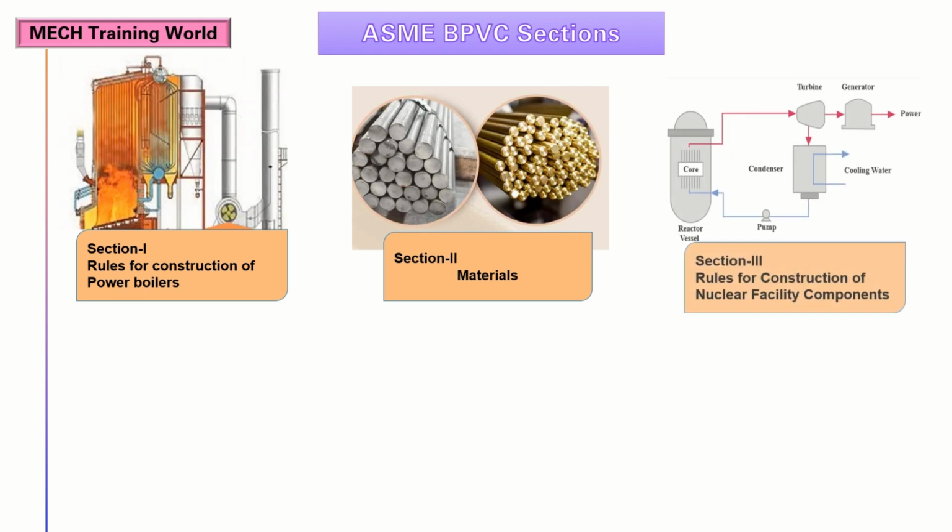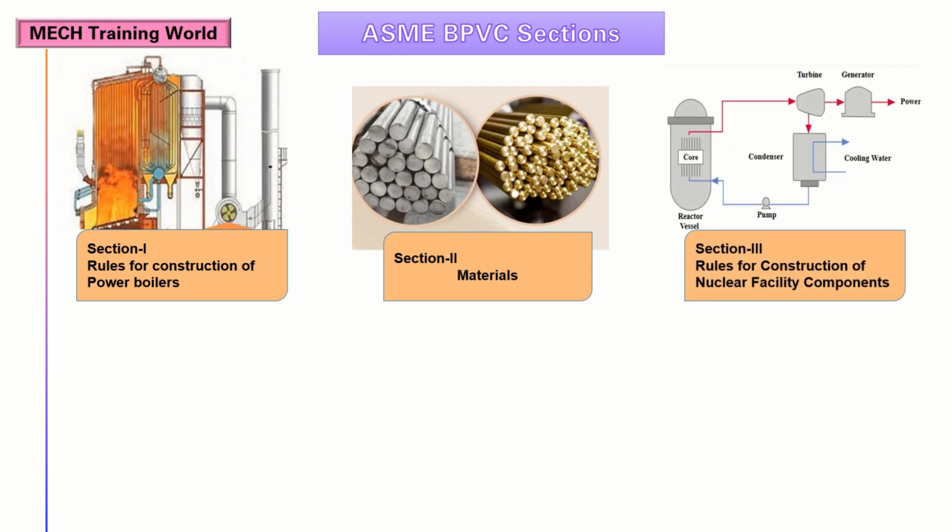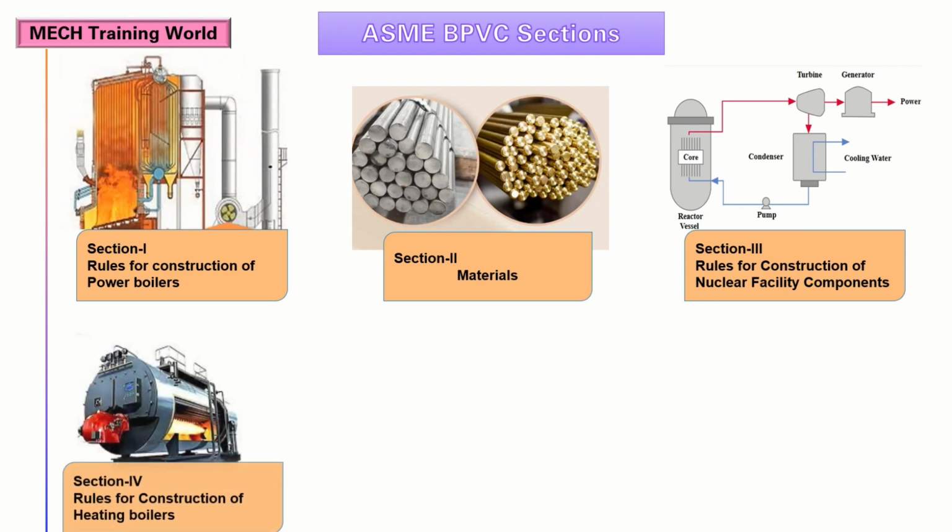And next one is Section 3, that is rules for construction of nuclear facility components. This section covers requirements for components of nuclear power plants. In this also we have subparts, subdivisions based on the nuclear power plant components.